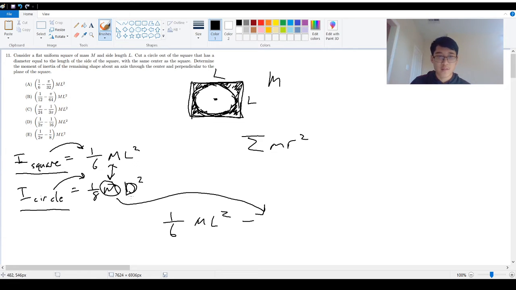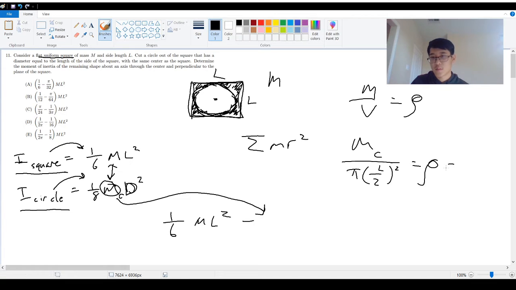So what is this mass of the circle? I'm going to call it MC, the mass of the circle. Well, it says that it's a flat uniform square, so that means that the density is constant, right? So if we have m over v, that's going to be constant. So that means also then the mass of the circle divided by the area of the circle, which is pi r squared, so length over 2 squared.